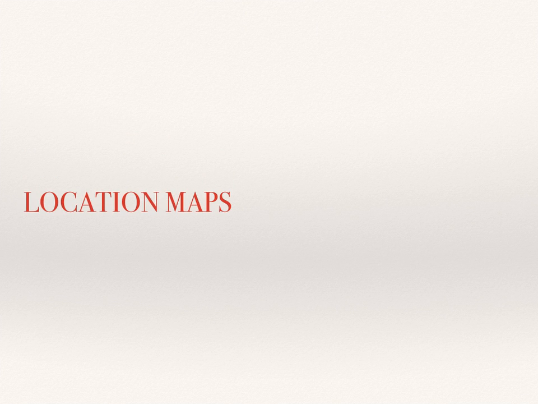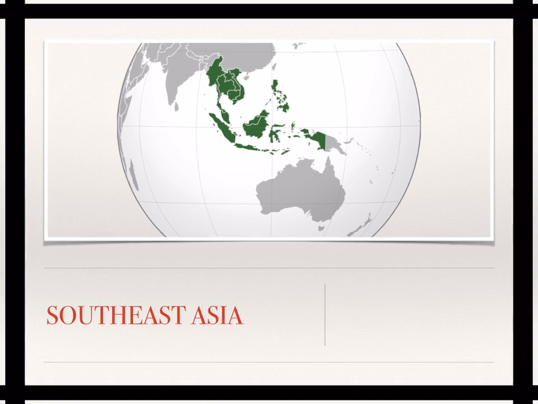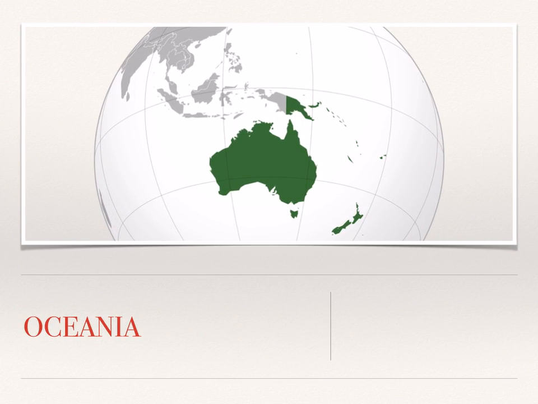Location maps. Here's a location map of Southeast Asia. You can see its relationship to other nearby countries. Here's a location map of Oceania. Notice that Oceania includes Australia, New Zealand, all the islands in the Pacific, and it also includes Papua New Guinea on the island of New Guinea.